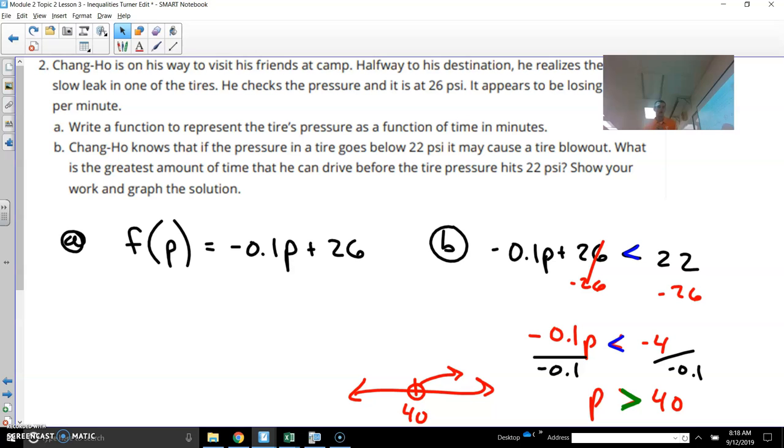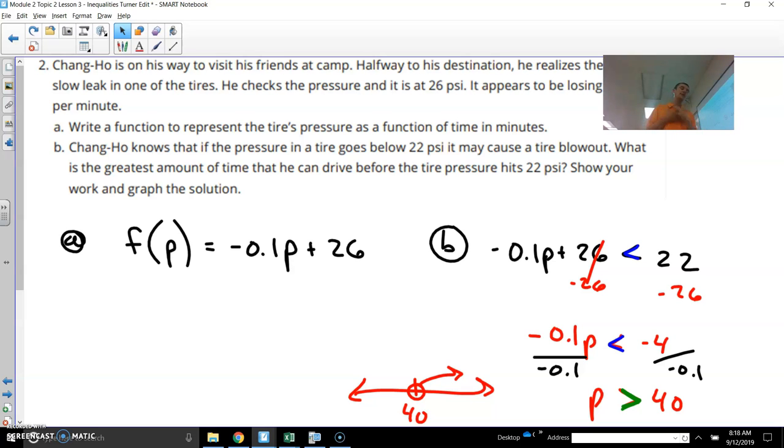So we also have another continuation of that idea. So Chang Ho is on his way to visit his friends at a camp, and halfway to his destination, he realizes there's a slow leak in one of his tires. He checks the pressure, and it's at 26 psi, but it appears to be losing a little bit every minute.